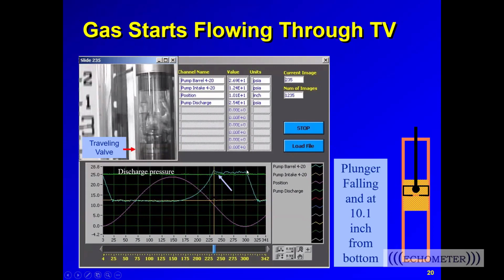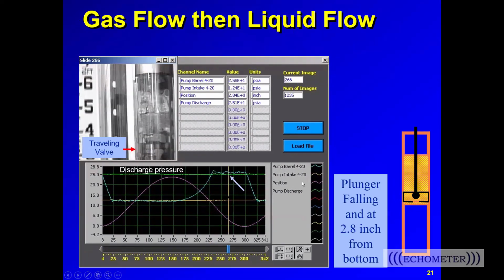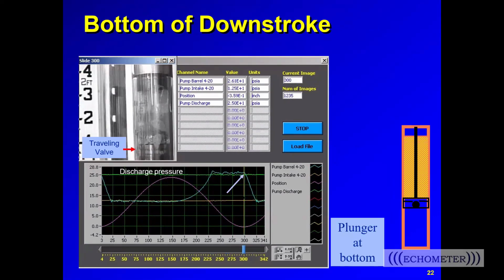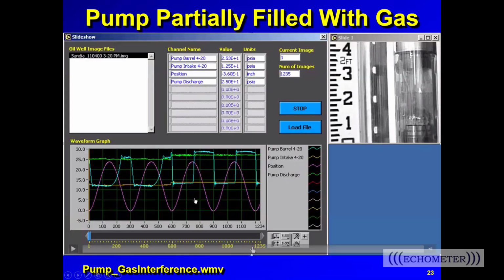All right, so now we're at 10.1 inches from the bottom. We see the gas flowing through the traveling valve, and now at 2.8 inches from the bottom, gas and liquid are flowing through the fully open valve. So now here we are back down at the bottom of the stroke, and the traveling valve is back on its seat. This is the video of the strokes as they were acquired, and you have this video within that PDF bundle for today's session.